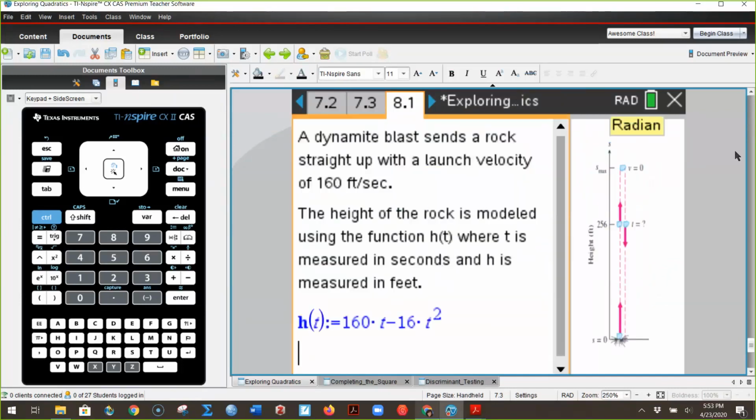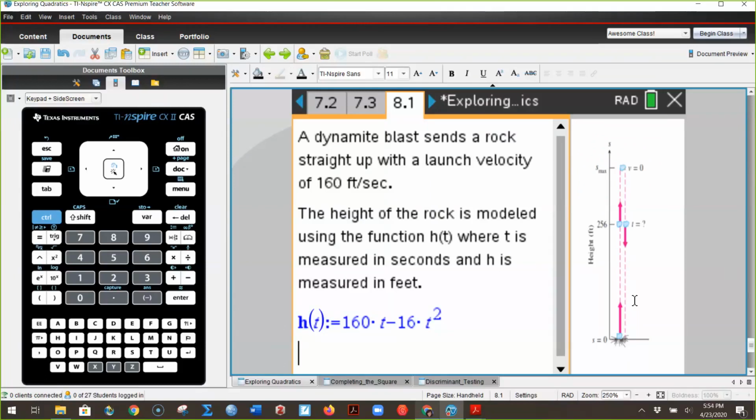And this situation right here is a dynamite blast. So I have a dynamite blast. It sends a rock straight up into the air. It has a launch velocity of 160 feet per second. The height of the rock is modeled using the function h of t, where t is measured in seconds and h is measured in feet. So this is another quadratic situation. The catch is that the physical situation does not look like a parabola.